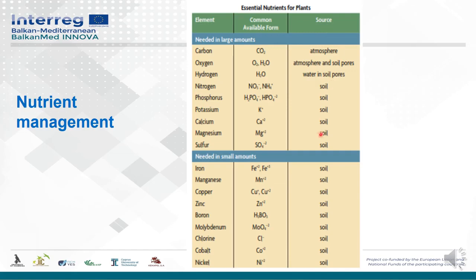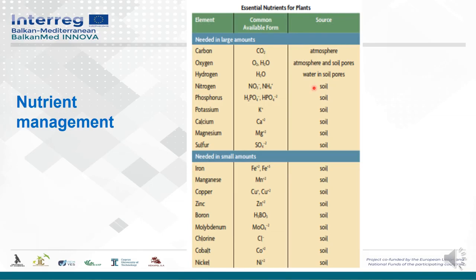Here we have the name of the element, the common available form, and the source. For example, let's speak about carbon. Carbon is taken by plants in the form of CO2, and it is found in the atmosphere. Oxygen comes from the atmosphere and soil pores. The same for water. Hydrogen is in the form of water and is found in the soil, in the water which is present in the soil or in the soil pores.